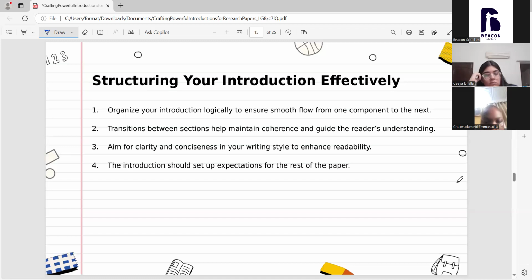Okay. So also you can aim for clarity in your writing style to enhance readability. As I said, you will write in an academic way, so there will be phrases to avoid using or something like that. Okay. Also, the introduction should set up expectations for the rest of the paper.